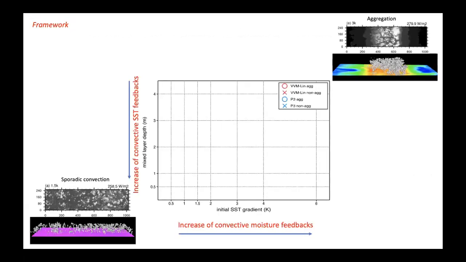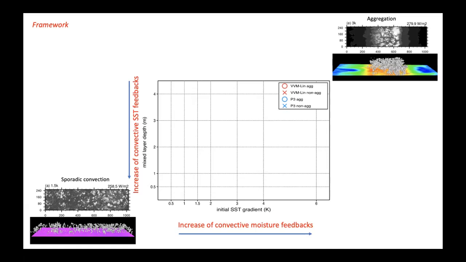So let's introduce the framework. Following Chen 2019, we used the initial SST gradient as the environment for the convection moisture feedback. And we use the mixed layer depth as the environment for the convection SST feedback. As you can imagine, when you have a stronger SST gradient, it's easier to develop the convection moisture feedback. On the other hand, when you have shallower mixed layer depths, the radiation can interact with the SST more easily and lead to the stronger convection SST feedback.